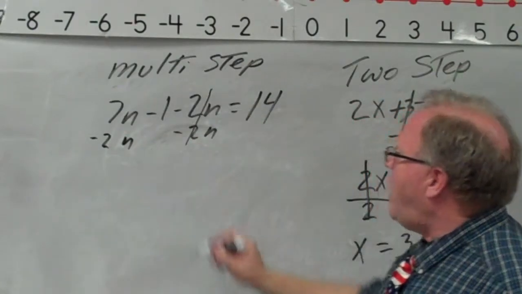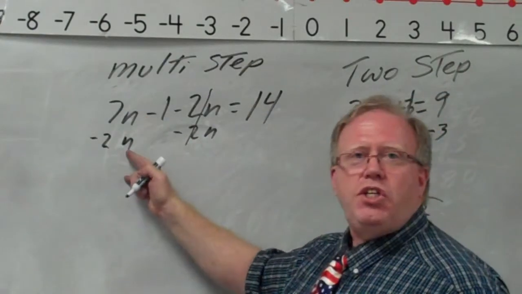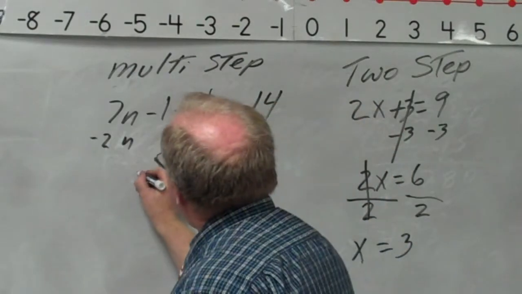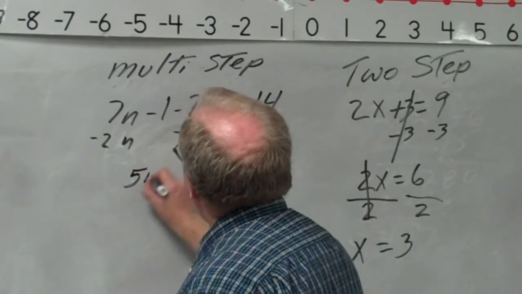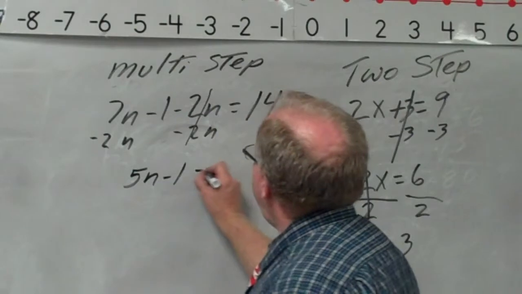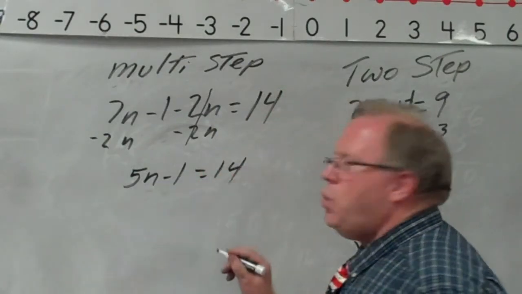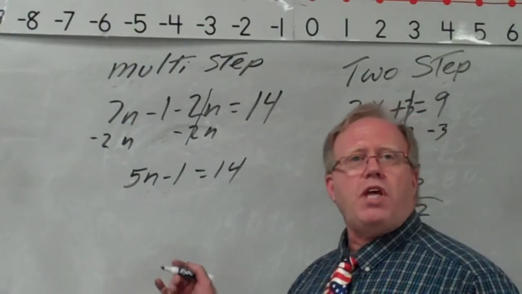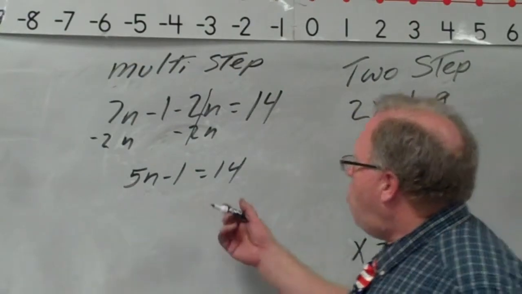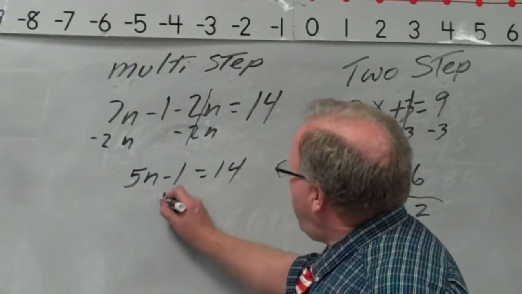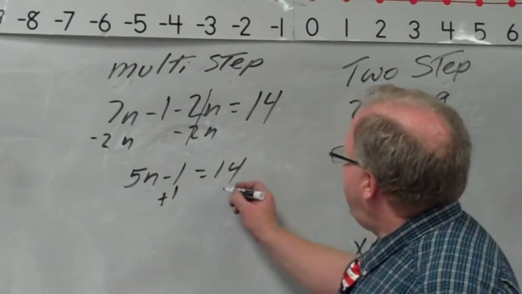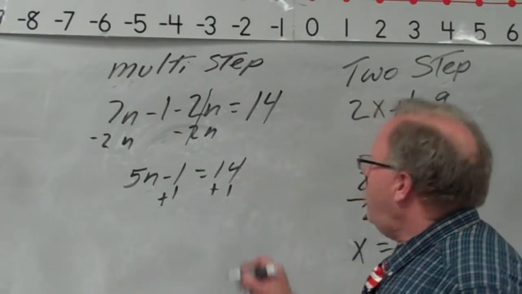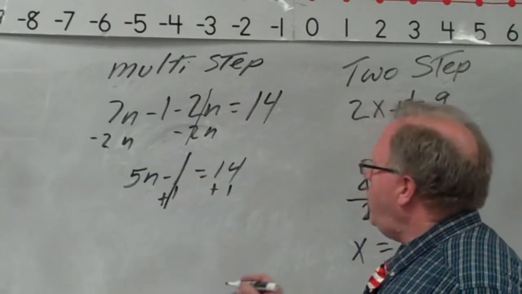Okay, this cancels this out. Now we have 7n minus 2n. We have 5n minus 1 equals 14. So now I've rewritten my problem. Once again, I'm going to use the inverse operation. I need to get that 1 out of there. So I'm going to add 1 and add 1 here. This cancels out.